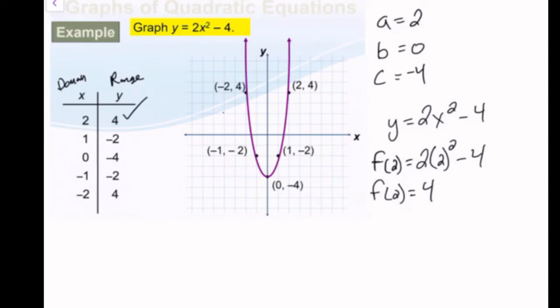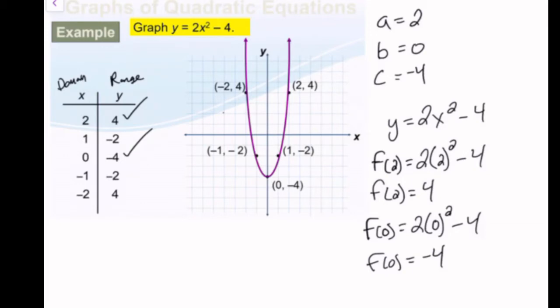So 2 squared is 4. 4 times 2 is 8. 8 minus 4 gives me positive 4. So f of 2 equals 4. That checks. Our next domain value, 0. F of 0 equals 2 times 0 squared minus 4. 0 squared is 0. 2 times 0 is 0. 0 minus 4 gives me negative 4. That checks. Let's take a look at one more domain value.